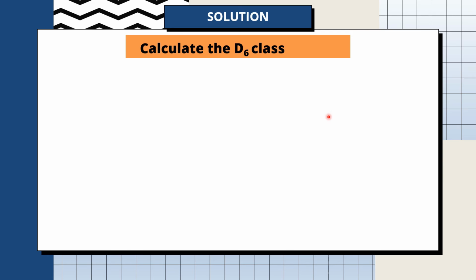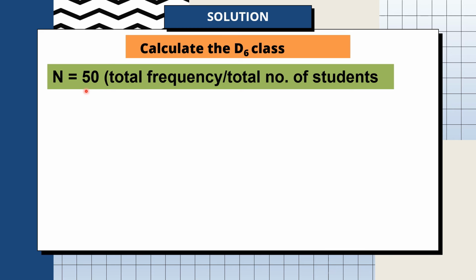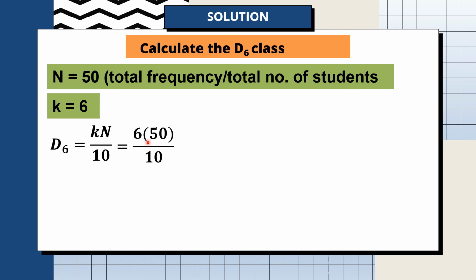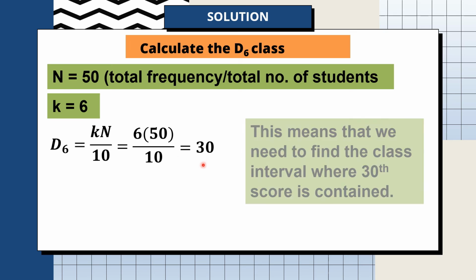So, proceed tayo sa step number 6. Yung D6 class or yung D sub 6 class. So, una, yung N natin which is 50 at this time, yung K natin is 6 kasi nga D sub 6 tayo. So, using the formula for decile, we have Kn over 10 kasi decile nga divided into 10 equal parts. So, K is 6 times N which is 50 is equal to 300, then divided by 10, that is equal to 30. So, ano ibig sabihin ng 30?